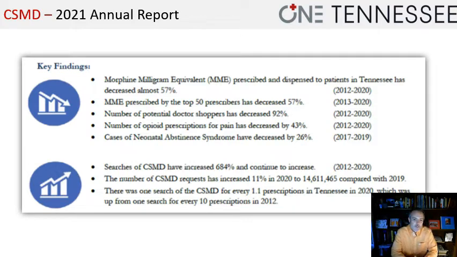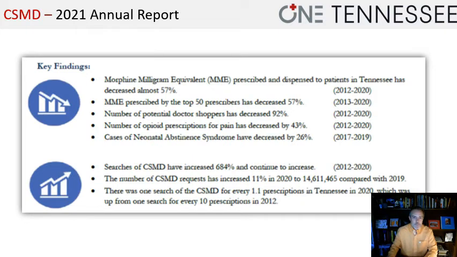The number of CSMD requests has increased 11% in 2020 alone to 14,611,465 compared with 2019. So we're continuing to see double-digit increases in use. And there was one search of the CSMD for every 1.1 prescriptions in Tennessee in 2020. So that's great, which was up from one search for every 10 in 2012. So the CSMD is working. It's a great tool, and I encourage all of you guys to utilize it if you can.